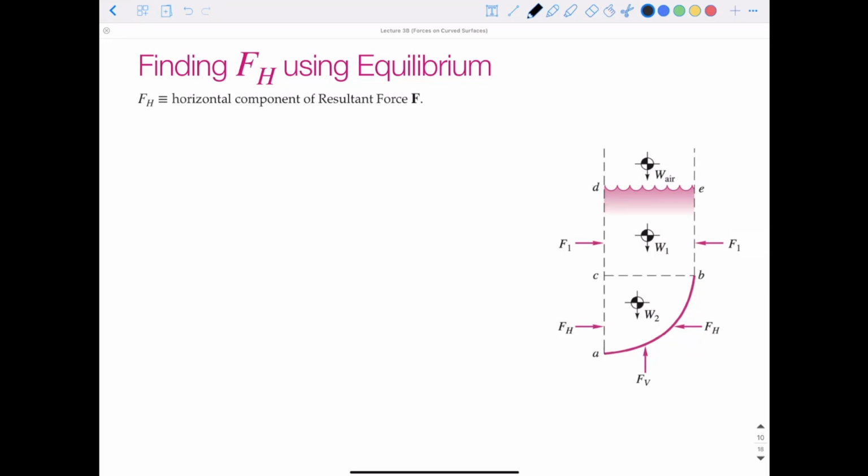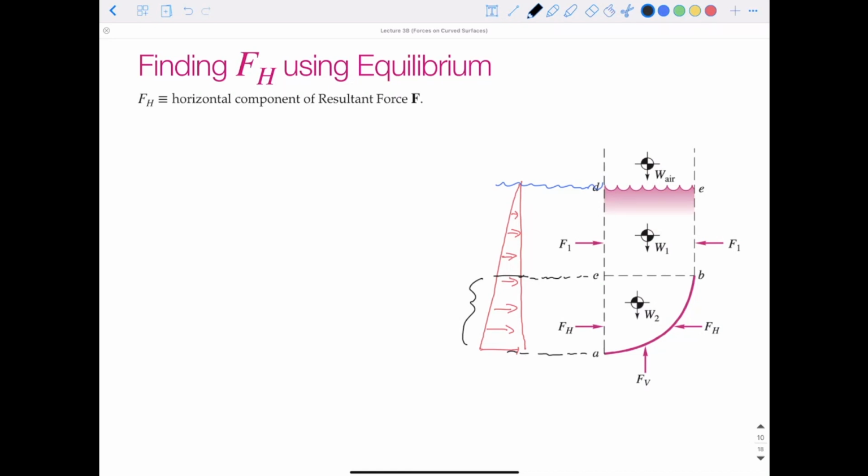The horizontal component of our force, if we were to draw this again, we would draw our pressure profile. Extend our pink water over here. So our pressure profile due to the liquid is 0 at the surface. It increases linearly as we go down in depth, and we only care about this section here.